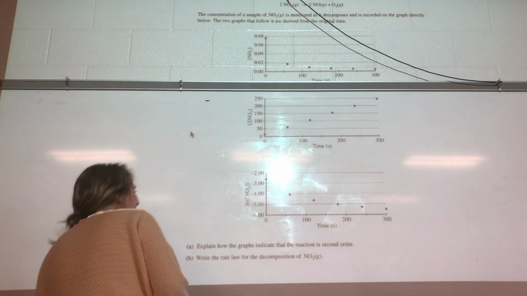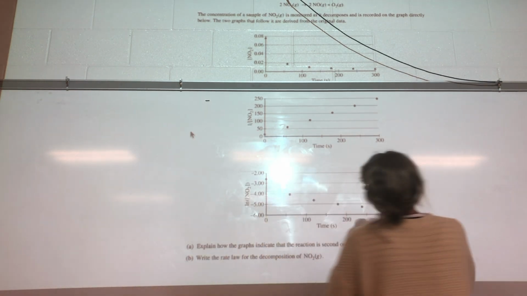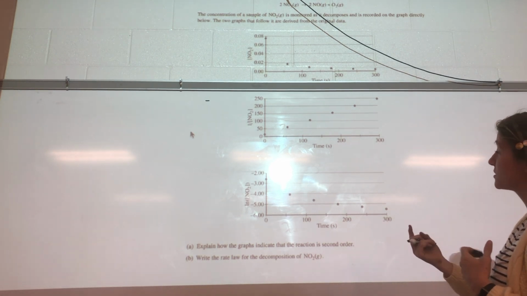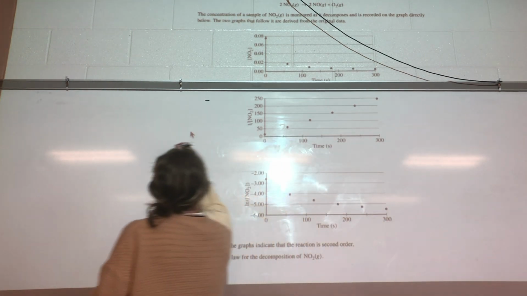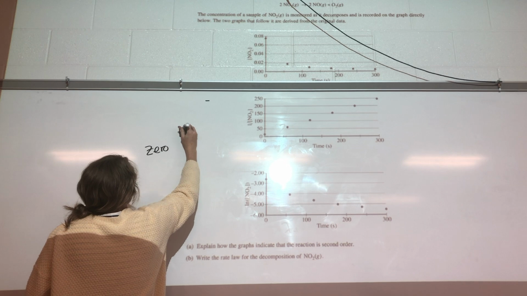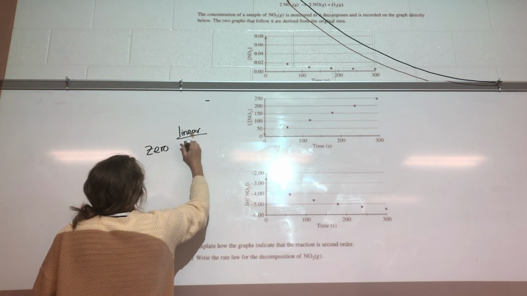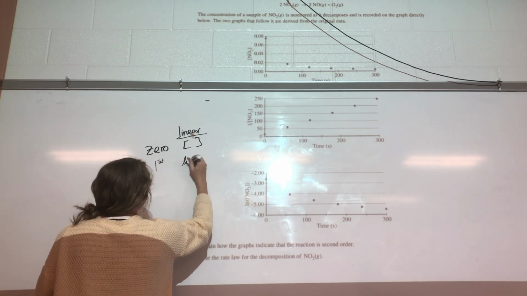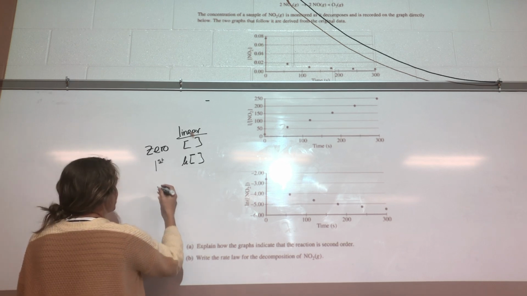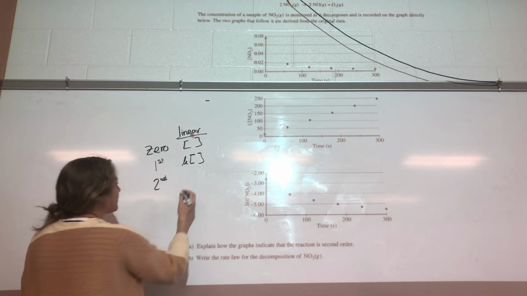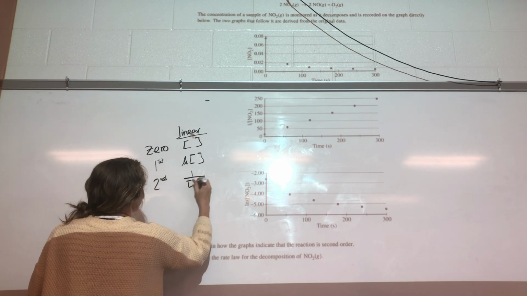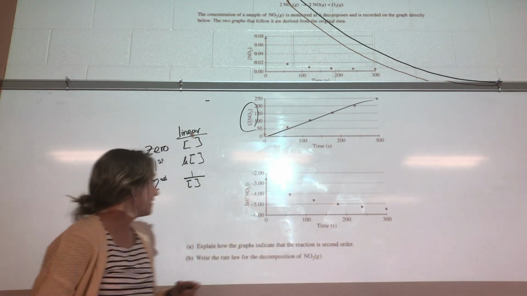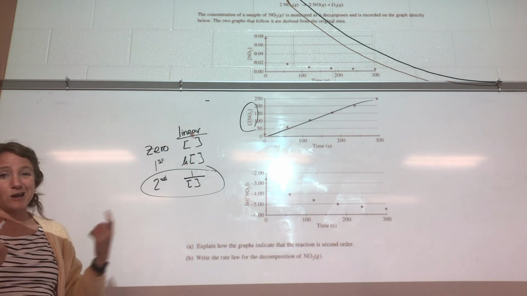Okay, anyways, the pattern is you're looking for the one that is linear, and the graph that is linear corresponds to a certain pattern. So zero order reactions have a linear graph of just concentration. First order reactions have a linear graph of the natural log of the concentration of whatever the substance is, and then second order has a linear line of 1 over concentration. And so since our 1 over concentration is our linear line, that's why it's second order.